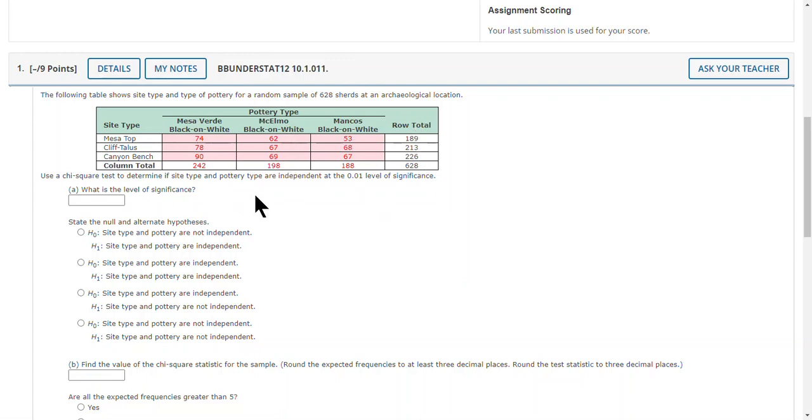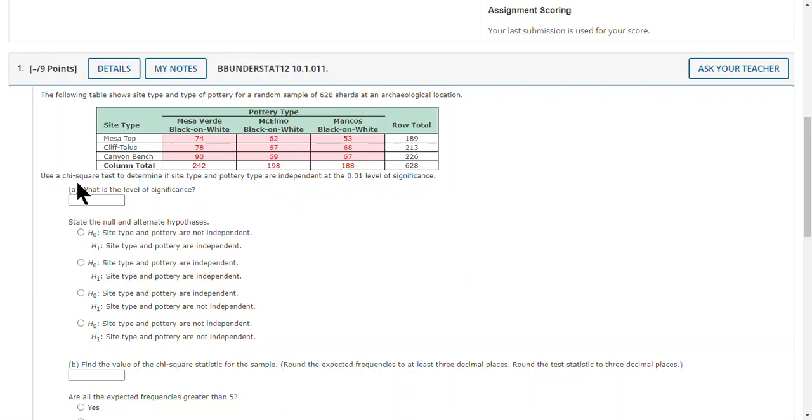The reason that's done is because if we were to calculate this by hand, we would look at the row totals and column totals. Well, I wanted to show you how you can solve this using your technology and your TI-84. So the first thing I need to do when I'm looking at this problem is carefully read the directions.